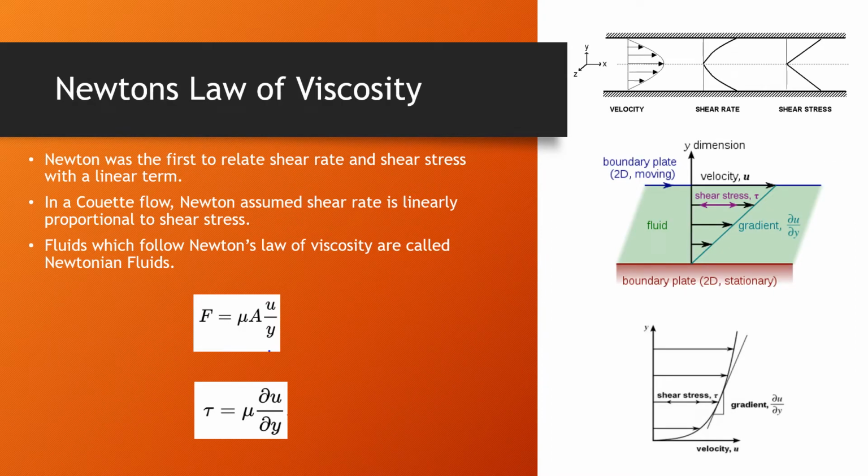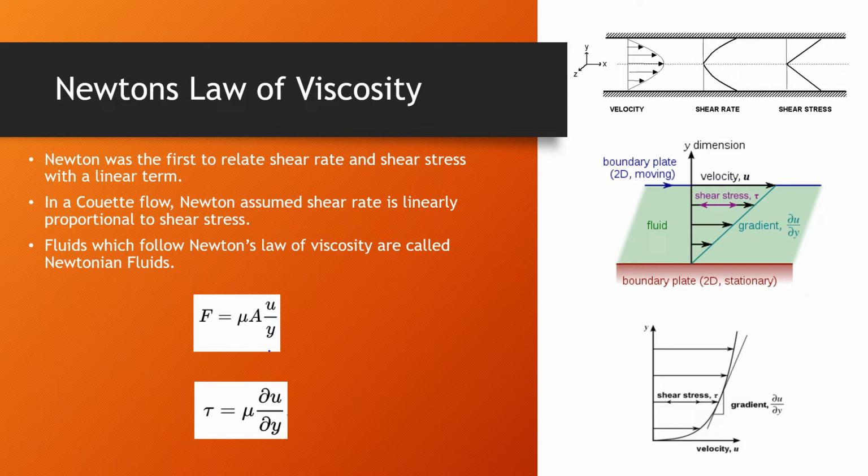Newton's law of viscosity. So Newton was the very first person to relate shear stress and shear rate with viscosity, and he said that they are linearly proportional to each other. Shear rate and shear stress change linearly. Assume a Couette flow where the bottom plate would be stationary and the top plate would be moving with the velocity u. If you don't know, a Couette flow is flow between two plates.